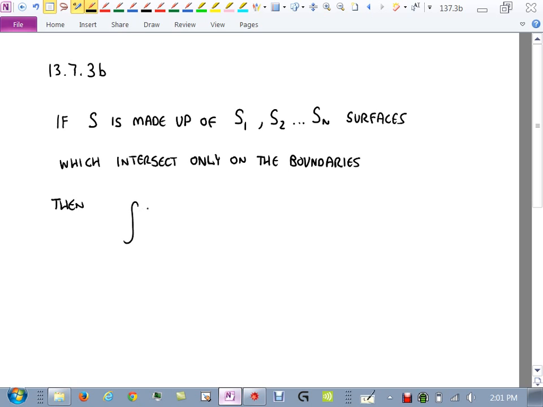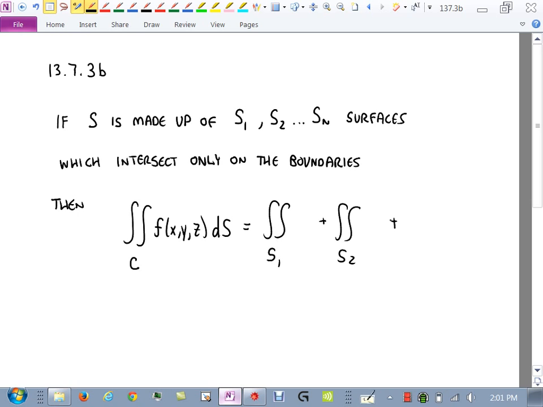the double integral over S of f of x, y, z ds is equal to the double integral over S1 plus the double integral over S2 plus the double integral over S3 plus all the way out to the double integral over Sn. We've seen things like this before, haven't we?